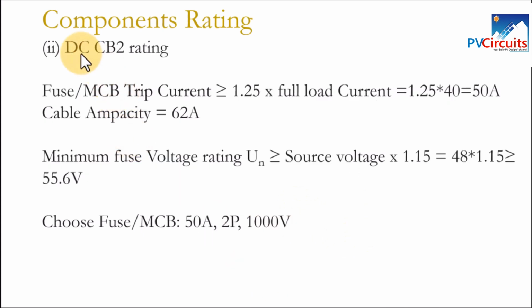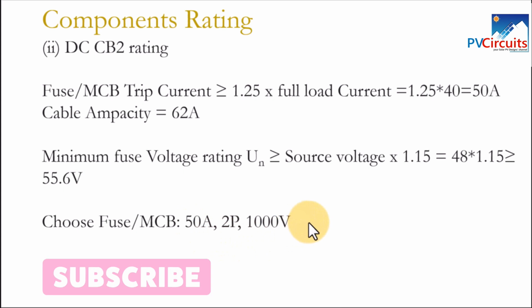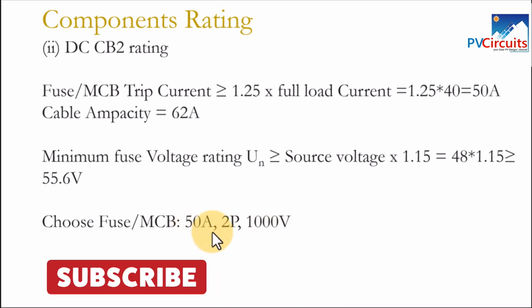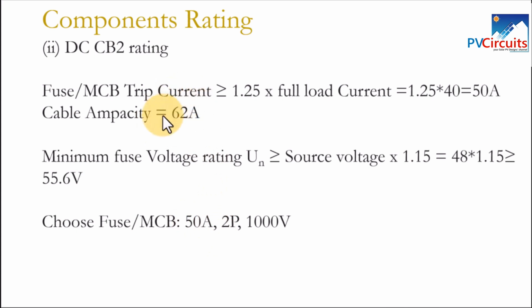So next we do the DCCB rating. This is the one protecting the connection between the inverter and the battery. And we know the maximum current passing along that route, and the cable ampacity therefore should be 62 amps. So for the fuse, we have selected a fuse which is going to be 50 amps, 2-pole and 1000 volts. Because it is the cable you are protecting here, and the cable already has a capacity of 62 amps, we are safe. We have protected that cable.